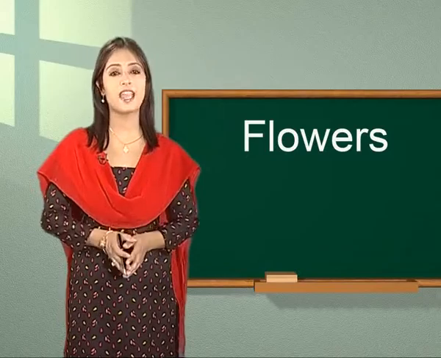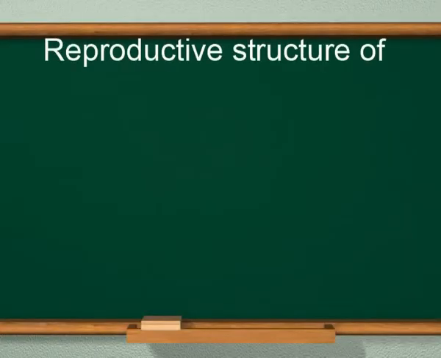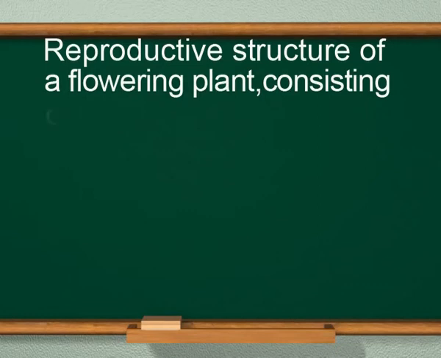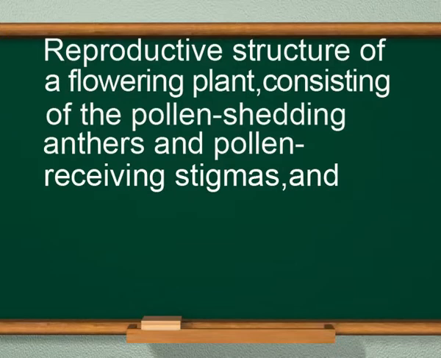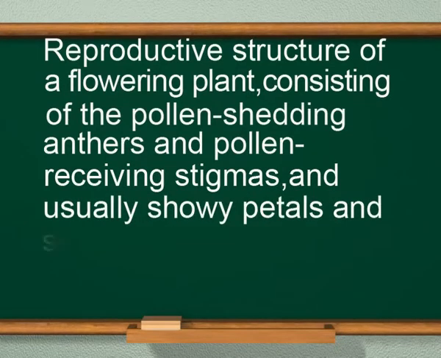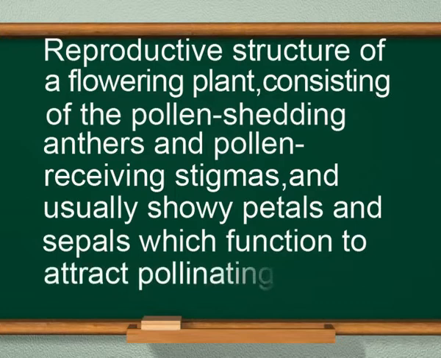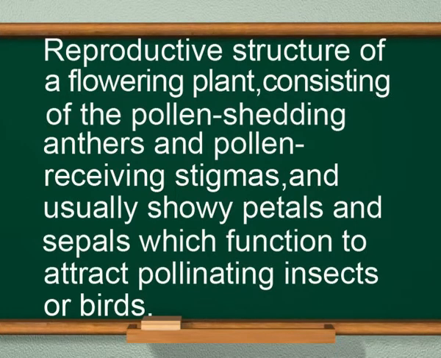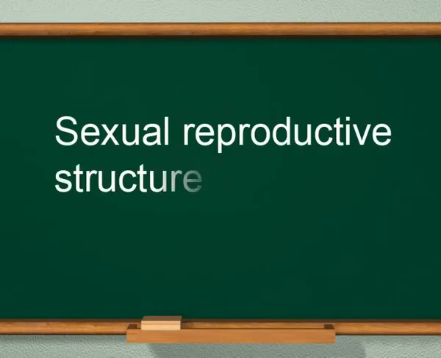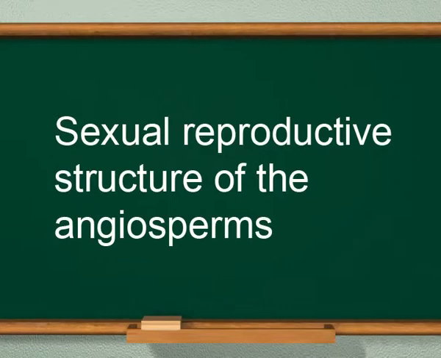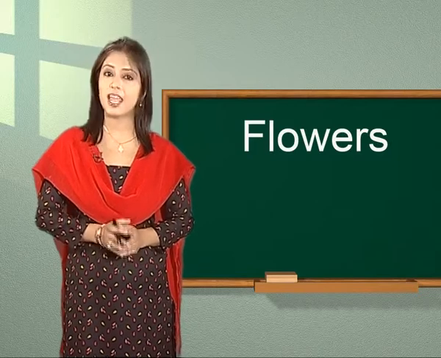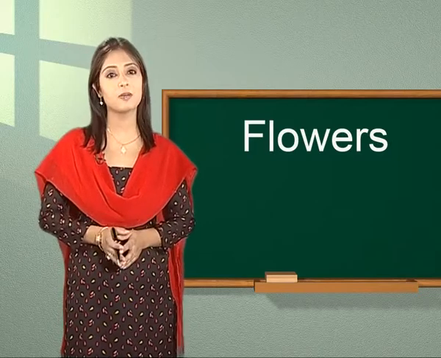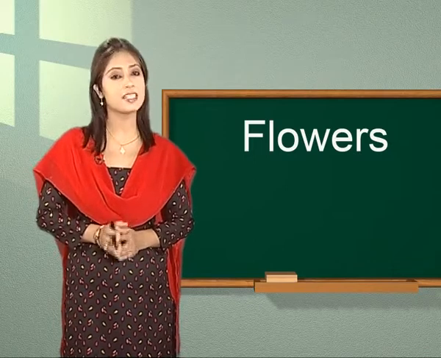So, flower is defined as the reproductive structure of a flowering plant consisting of the pollen-shedding anthers and pollen-receiving stigmas, and usually showy petals and sepals which function to attract pollinating insects or birds. In brief, these are the sexual reproductive structures of the angiosperms, typically consisting of essential parts like gynoecium, androecium, and non-essential parts including petals and sepals.